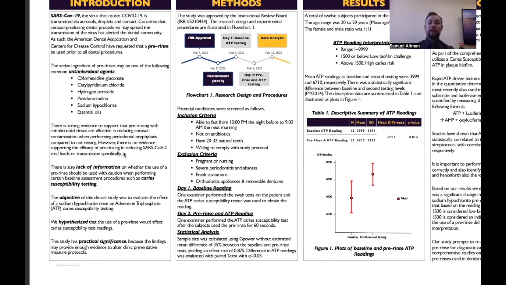There is strong evidence that an antimicrobial pre-rinse has an effect on reducing bacterial load. There is, however, little to no evidence that it reduces the viral load. There is also a lack of information on whether or not a pre-rinse should be used with caution when using things like a caries susceptibility test.